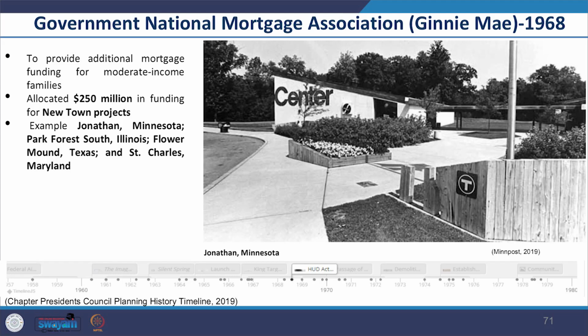Later in 1968, we see that the Housing and Urban Development Act of 1968 established Ginnie Mae to provide additional mortgage funding for moderate income families. The act also allocated $250 million in funding for new town projects. The towns funded under this initiative were Jonathan, Minnesota, Park Forest South, Illinois, Flower Mound, Texas, and St. Charles, Maryland.